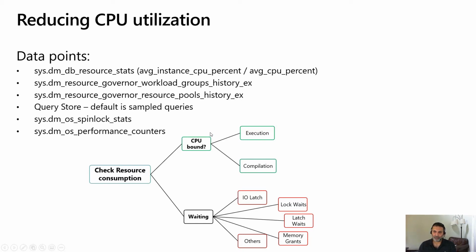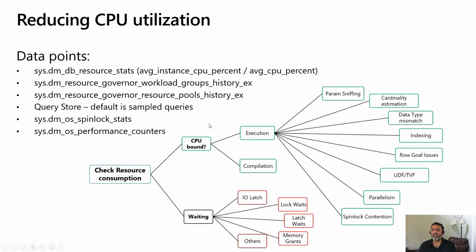And there could be a multitude of reasons, such as bad query plans due to parameter sniffing, cardinality estimation, some of the constructs in queries such as UDFs consuming more CPU, data type mismatch, and so forth. We're not going to go into all those cases. But either way, the flow of troubleshooting is kind of the same.